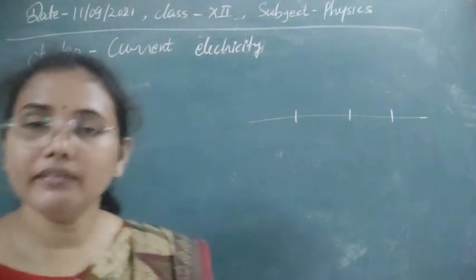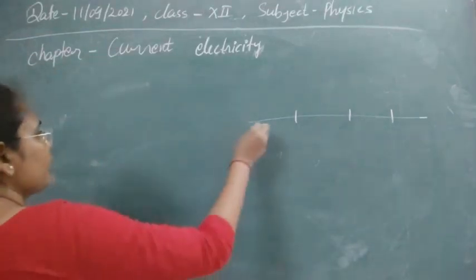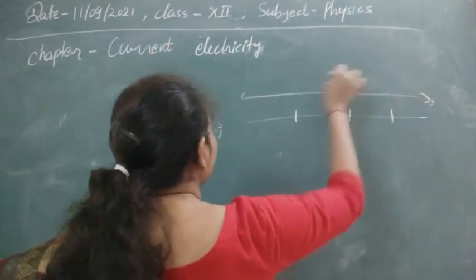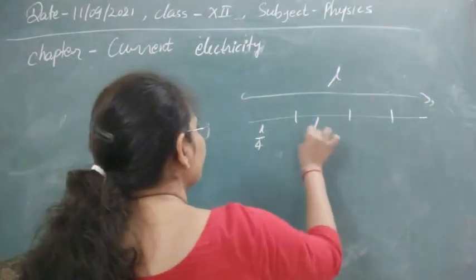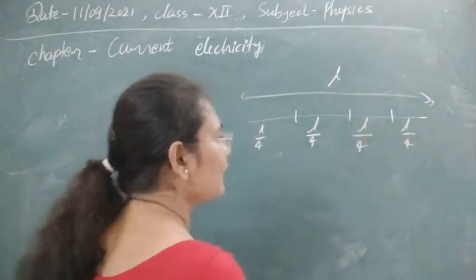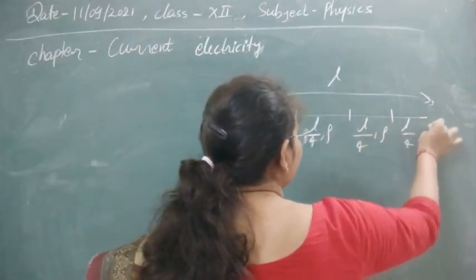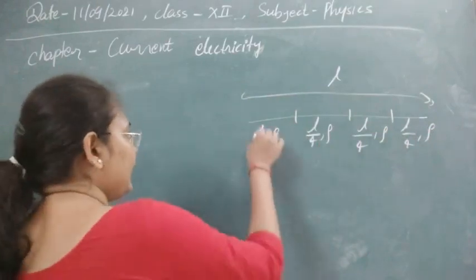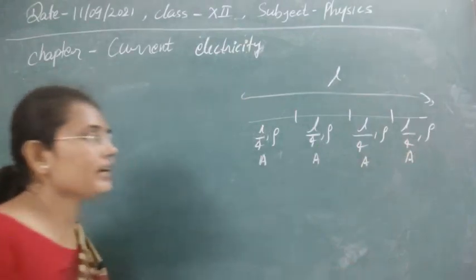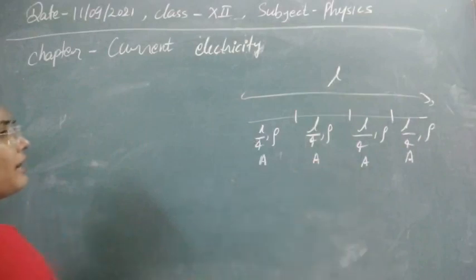Whenever we cut the wire into equal pieces, the length of each wire, if the length of the wire before cutting was L, will now be L by 4. So each length is equal to L by 4. But as the material of the wire is not changed, the specific resistance is the same, and the area is not changing, so the area will be the same here. Now we can write the resistance of each wire. I am writing it for only one wire, because all have the same properties.